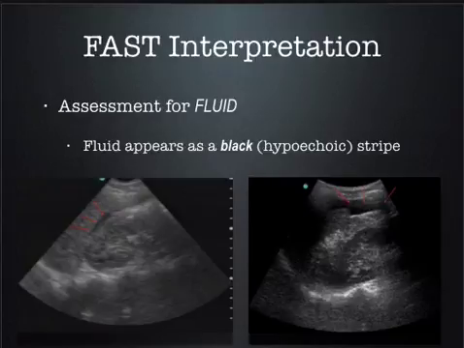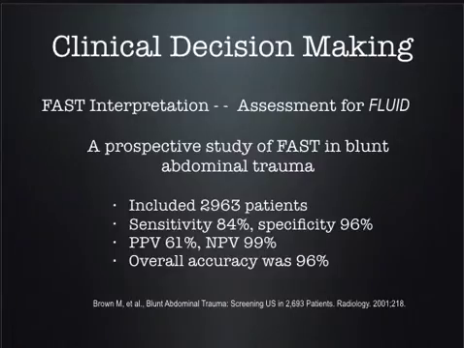Here's the spleen and the kidney, and here we see a black stripe that's outlining the spleen and the kidney. So that is black fluid. That should not be there. That is not within an organ. It's not within a vessel. It's not within the bladder. That is free fluid. That means that is abnormal.